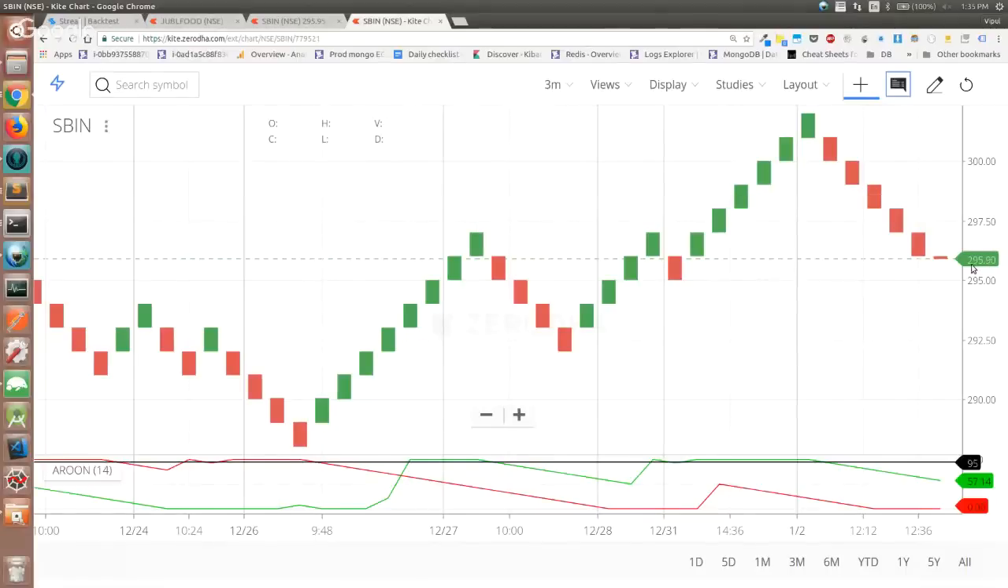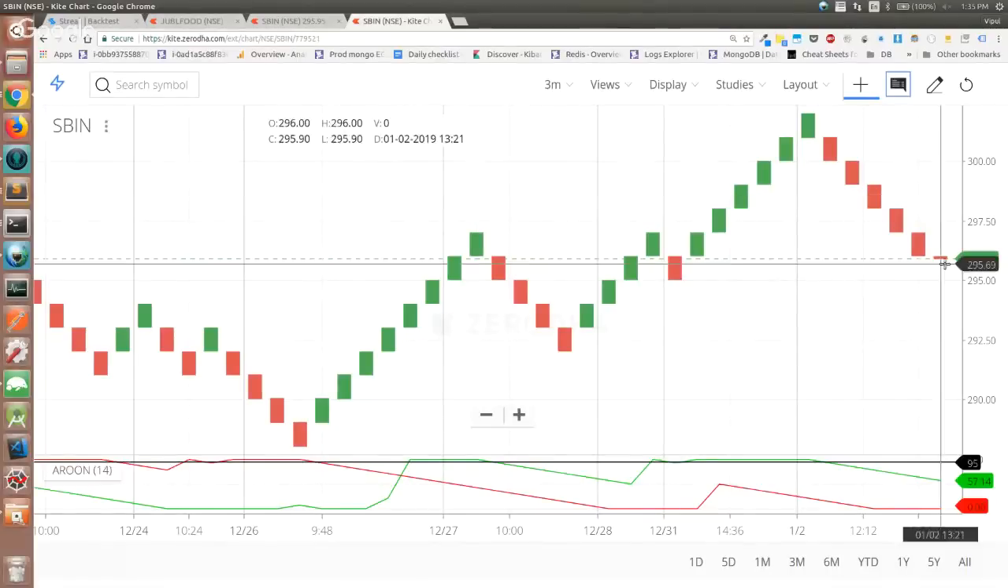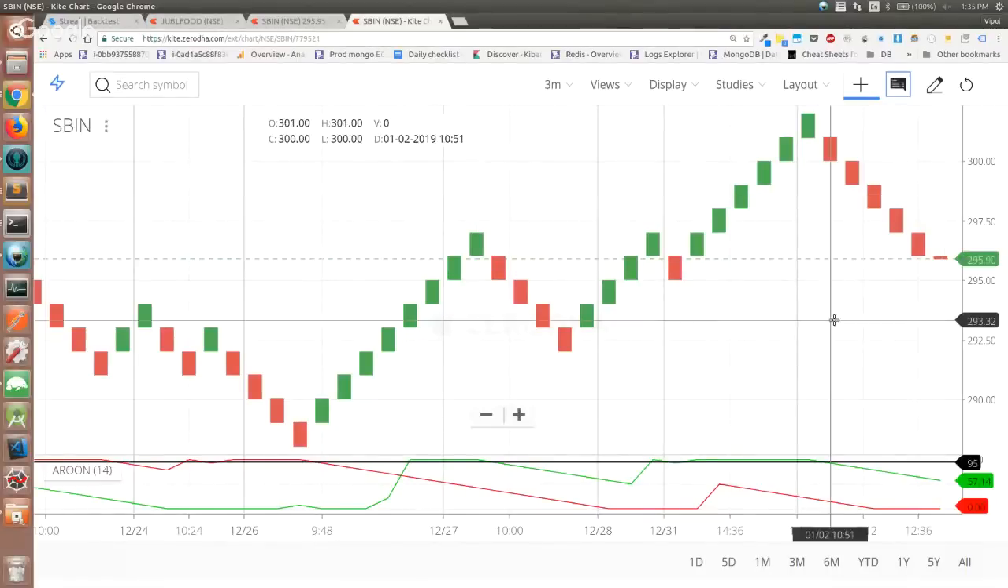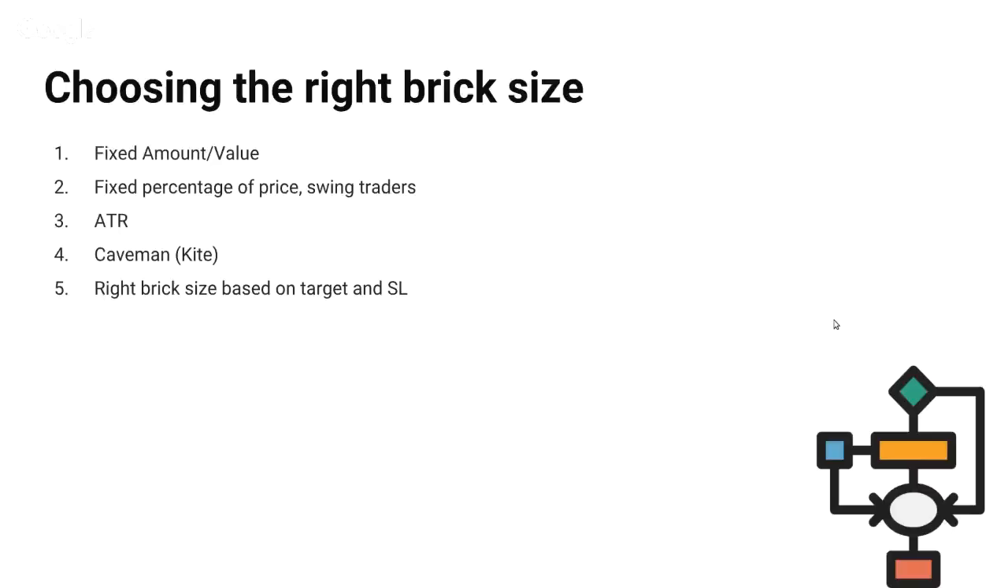The price here is 295. So let's say 300. 1% of 300 is 3. You can put 0.5%, which basically will give you a brick size of 1.5. Now the brick size of 1.5 is approximately what I was trying to catch with the stop loss also, which was 0.5, right?